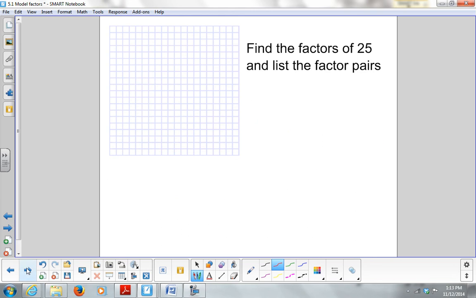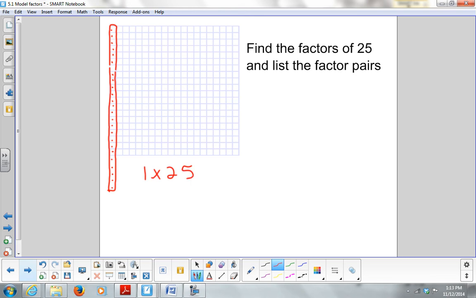All right, here's another example, 25. Go ahead and start with 1, because that's the most obvious. 1 times 25, which I don't even think I have enough space. 1, 2, 3, 4, 5, 6, 7, 8, 9, 10, 11, 12, 13, 14, 15, 16, 17, 18, 19, 20, 21, 22, 23, 24, 25. We'll pretend there's boxes down here. So that would be my 1 times 25.